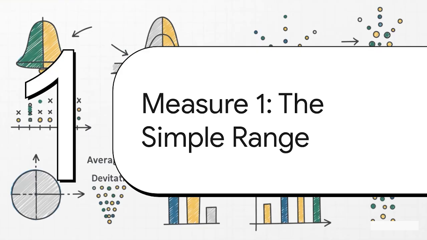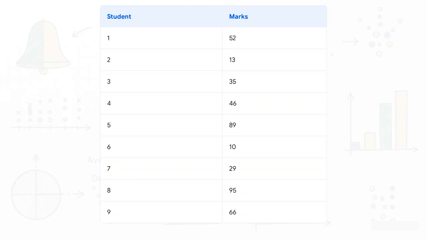All right, so how do we actually measure this stuff? Let's start with the easiest one, the most basic tool we've got in our toolkit. It's called the range. Let's look at a really simple example to make this concrete. We've got the exam scores for 12 students here. And you can see the scores are kind of all over the place, right? We've got a low of 10 and a high all the way up at 95. So how do we capture this wide spread with just a single number?